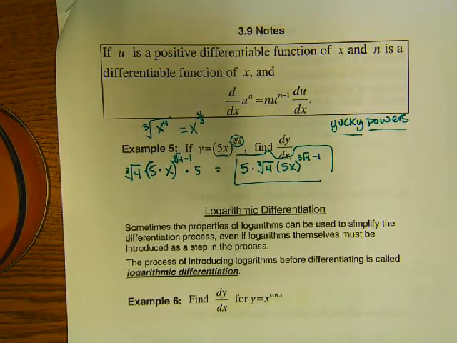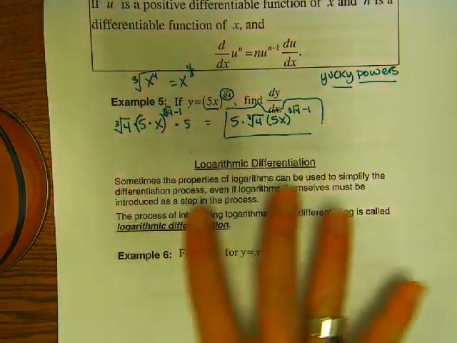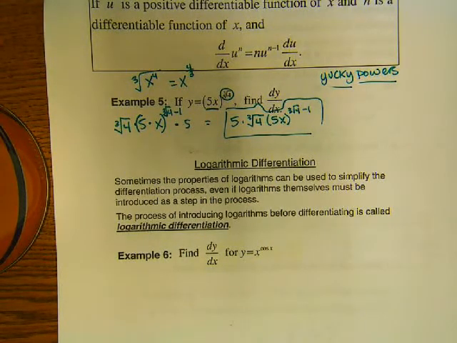Last thing I'm going to talk about. One of the harder parts of 3.9 is a concept called logarithmic differentiation. And the reason it's hard is it's kind of hard to identify when you need to use it. Okay? So I want you to just read through this little statement, please, to yourself a minute. Silent reading. Read the statement, please.